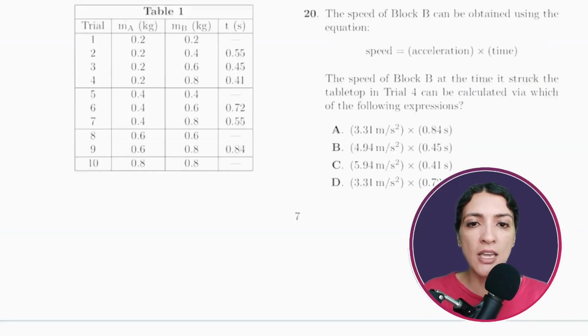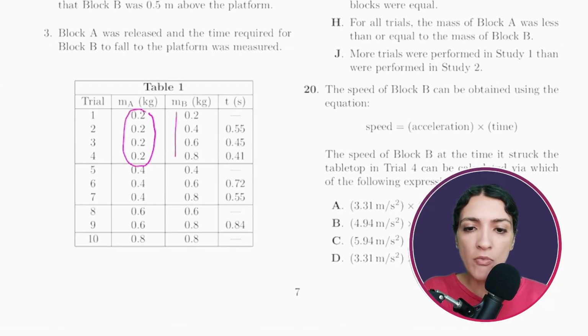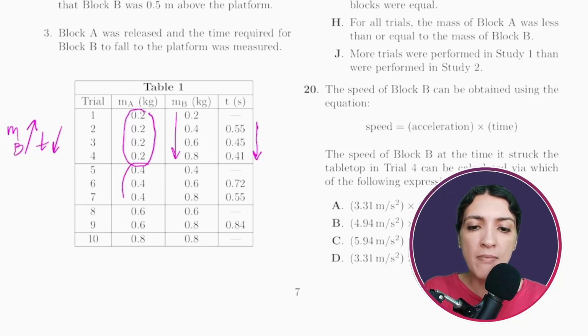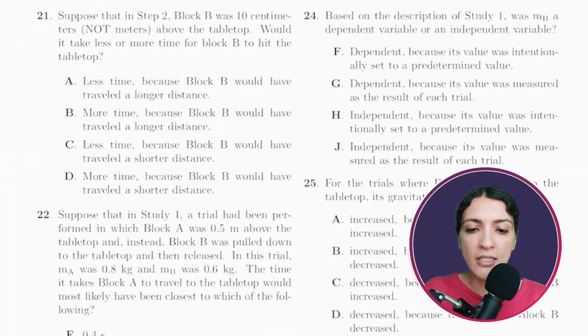So let's start by looking at table 1. And we see for the first 4 trials, mass A is held constant, it's 0.2. And as we go down the rows from 1 through 4, mass of B is increasing, and as the mass of block B is increasing, time, as we go down the rows, is decreasing. Let's do a sanity check and look at the next group of rows. So for trials 5 through 7, again, we see that mass A is held constant at 0.4. As we go down the rows, the mass of block B is increasing, but the time is decreasing. And you see the same thing for trials 8 and 9. So we found that time is decreasing.